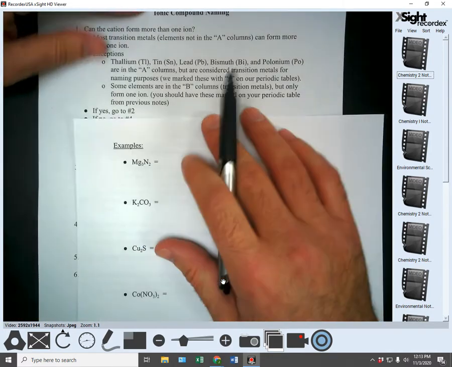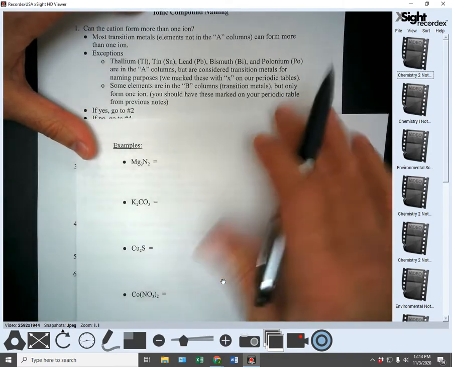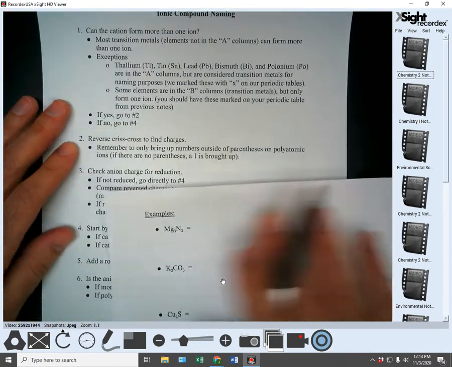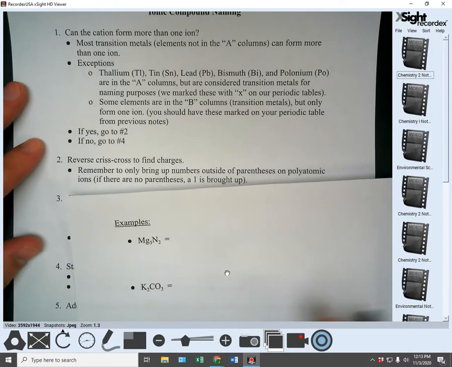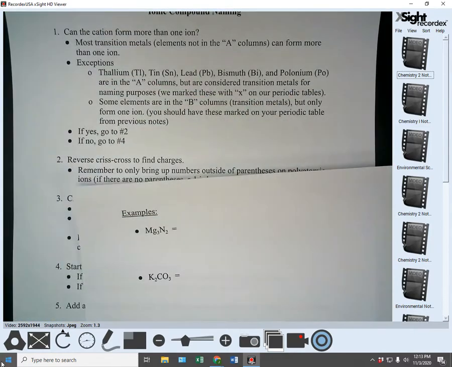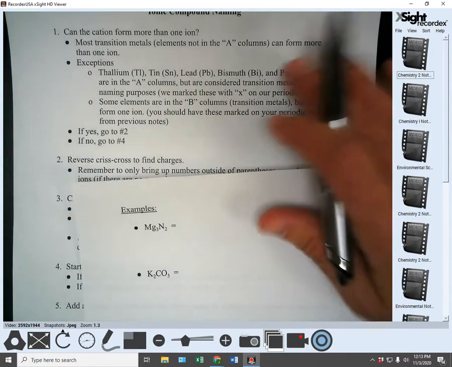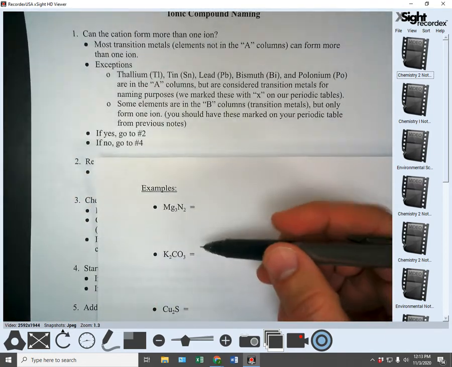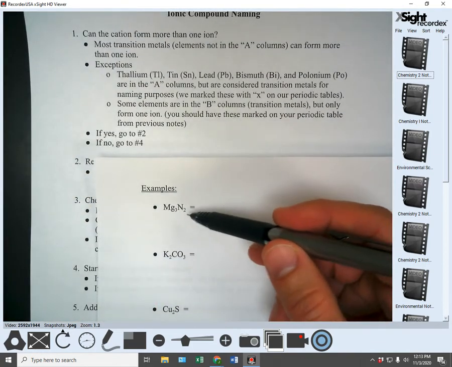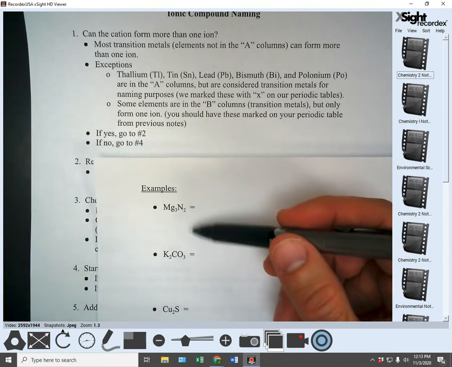You can follow along as we do it here. So let's see, what do I have here? All right, the first example is Mg3N2.